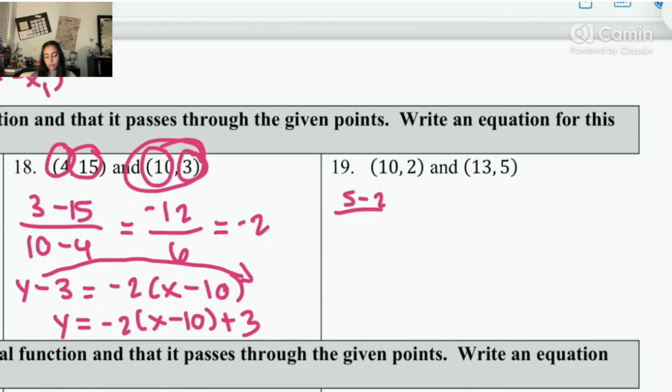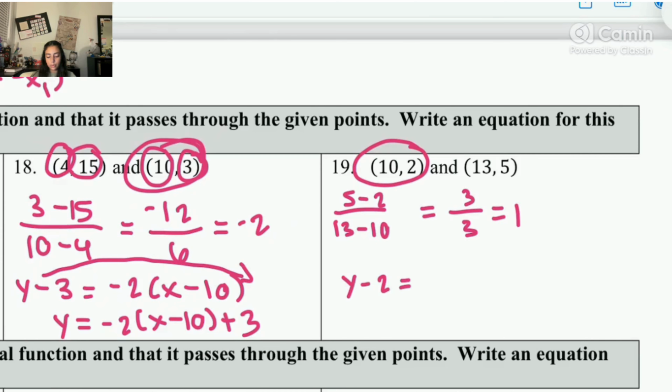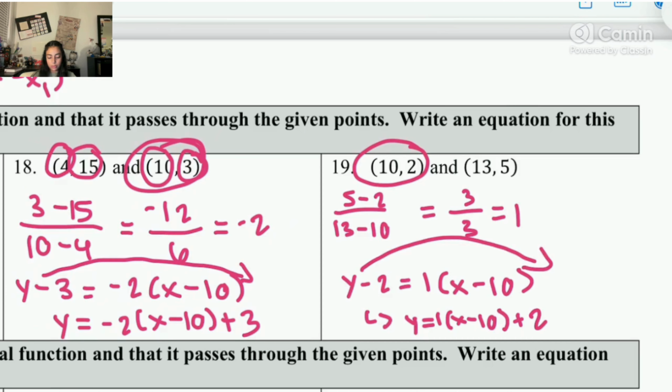5 minus 2 over 13 minus 10 is equal to 3 over 3, which is just 1. So that's our slope. So let's say we're using this coordinate pair this time. Y minus 2 equals, you don't have to include the 1 there, but if you want to, 1 times x minus 10. Or you can rewrite it as y equals 1 times x minus 10 plus 2, if you want to move this over.